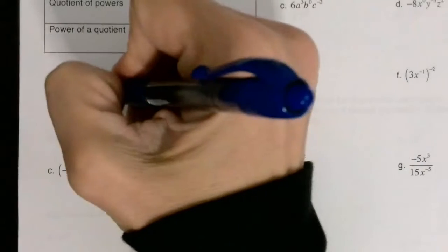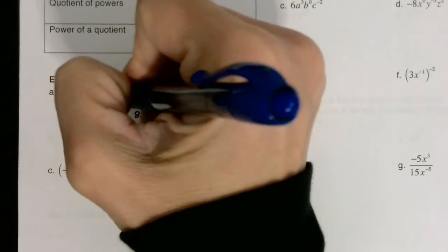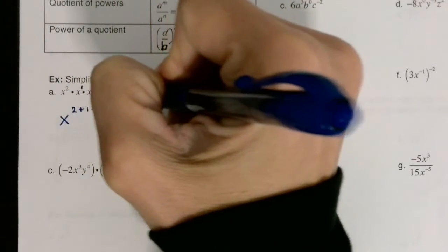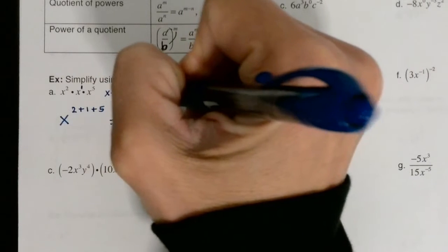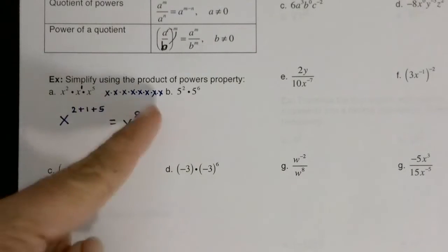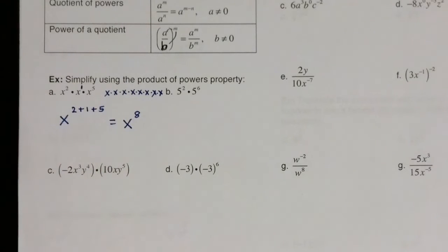Okay, so think about it. x squared is x times x. x to the first power is x, and x to the 5th is x times x times x times x times x. So if you're ever not sure, you always have the definition of exponents, which is what I'm doing right here. Definition is repeated multiplication. Then you do that.